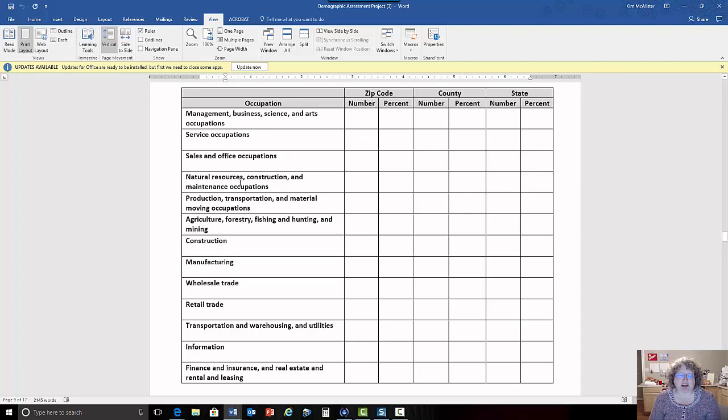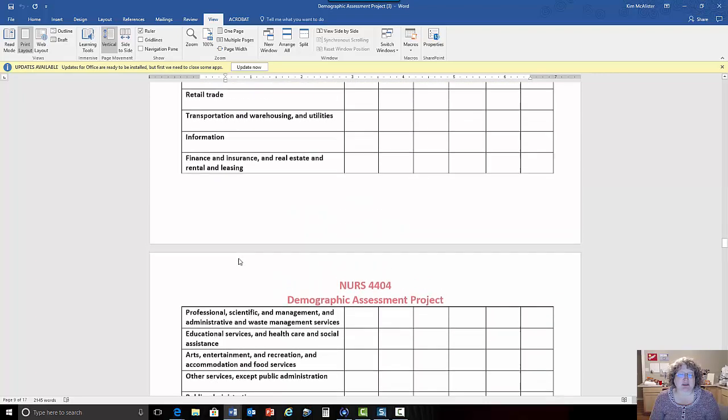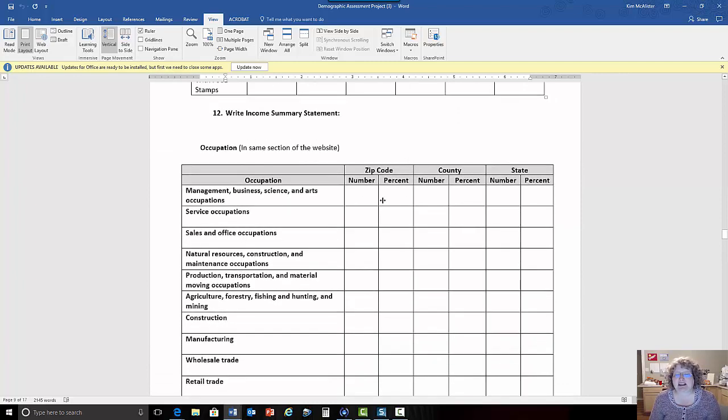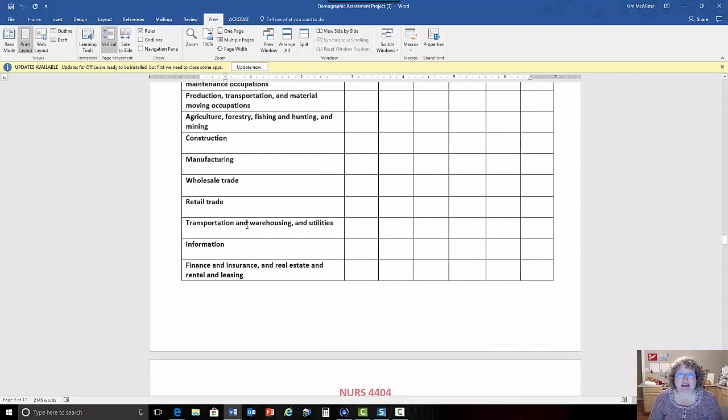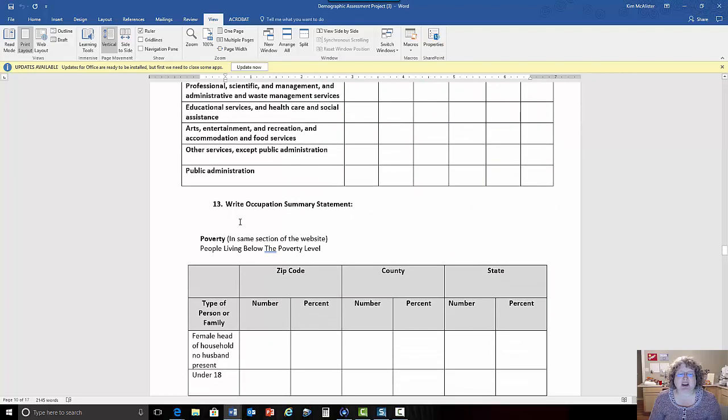Next, we'll look at occupation. These are all the different occupations that are collected from the U.S. Census. And again, you're going to fill this in for zip code, county, and state. Again, this is not difficult. This just takes a little bit of time to do. So then write an occupation summary statement.